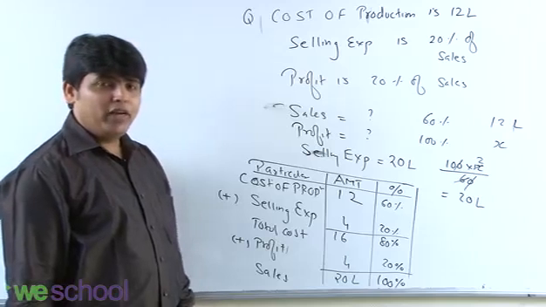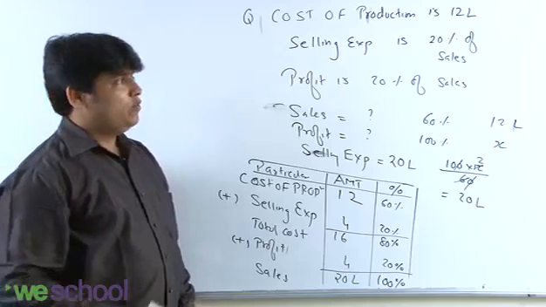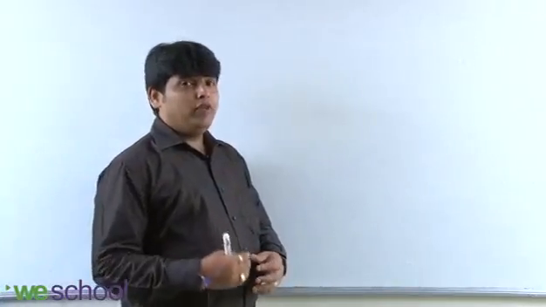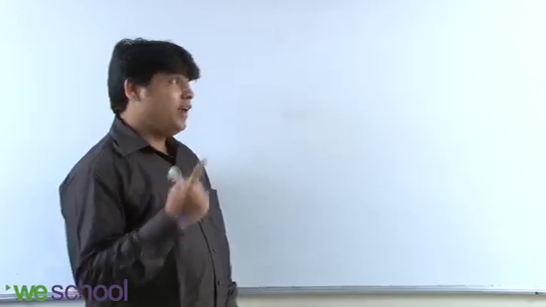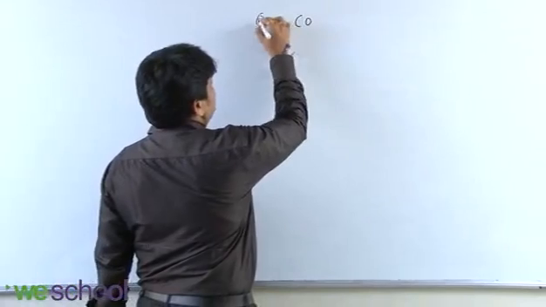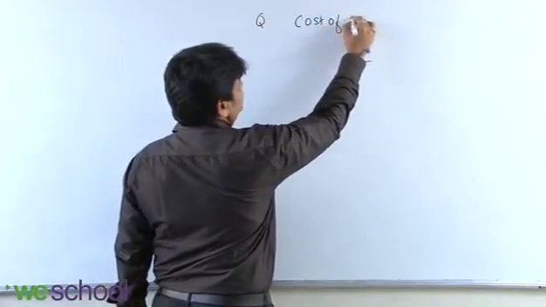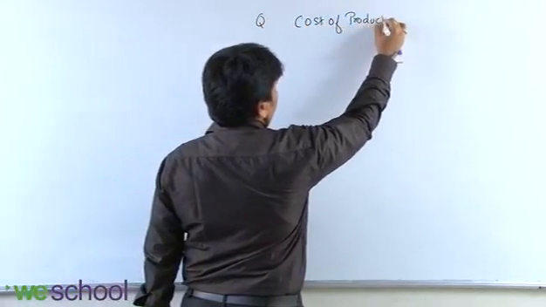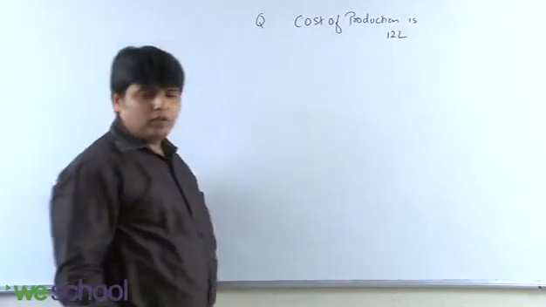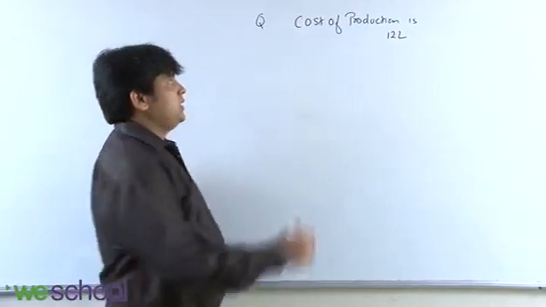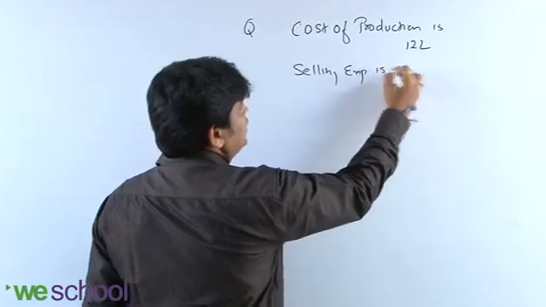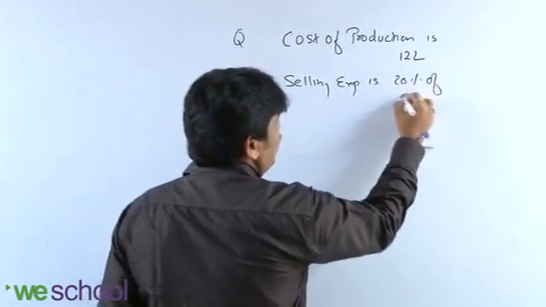So have you enjoyed the sum? Yes. We'll move on to the next sum. Okay, now I'm solving one more problem with you. So please write the question along with me. Again, the question is cost of production is 12 lakhs. Selling expense is 20% of cost of production.